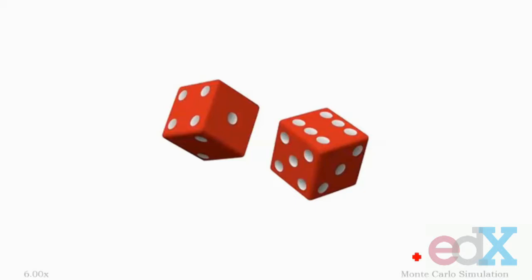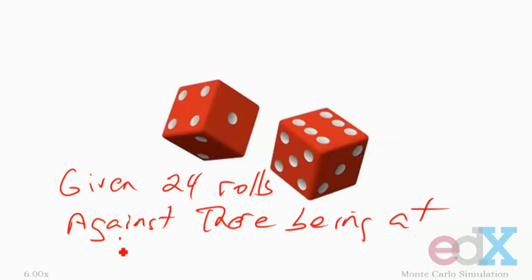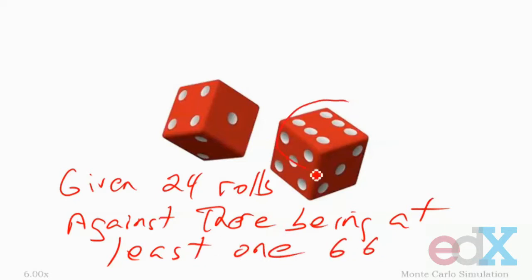Reputedly, Pascal's interest in the field began when a friend asked him the following question: would it be profitable, given 24 rolls of a pair of dice, to bet against there being at least one double six? You'll recall there's a 1/6 chance on each six-sided die.